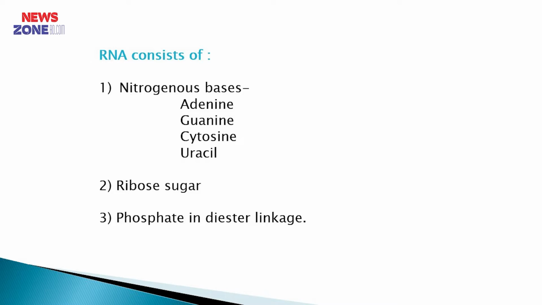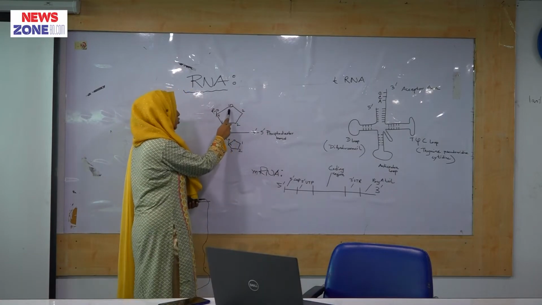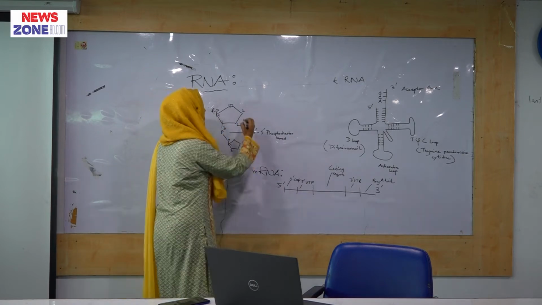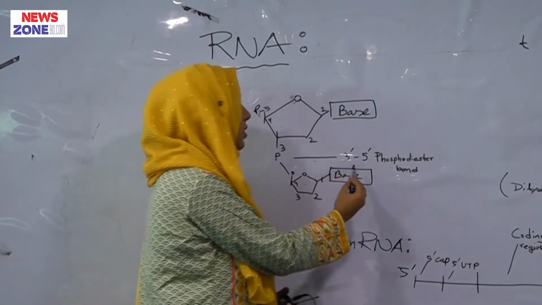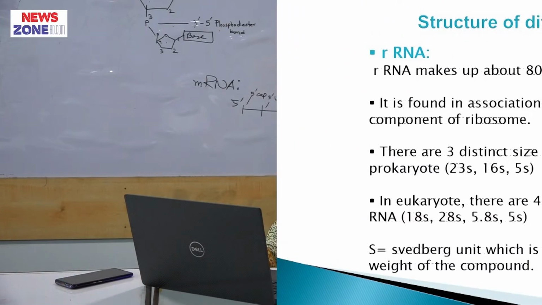RNA consists of three things, mainly the ribose sugar, the phosphate and the nitrogenous bases. The nitrogenous bases that are present in the RNA are adenine, guanine, cytosine and uracil. One ribonucleotide unit is composed of ribose sugar, the phosphate and the nitrogenous bases. One ribonucleotide is connected with another ribonucleotide with the 3' 5' phosphodiester bond.